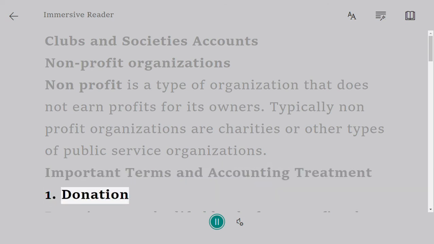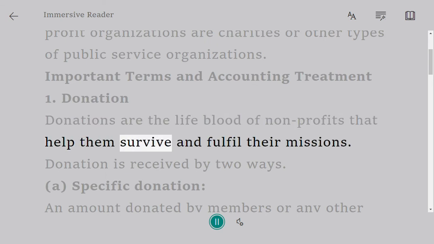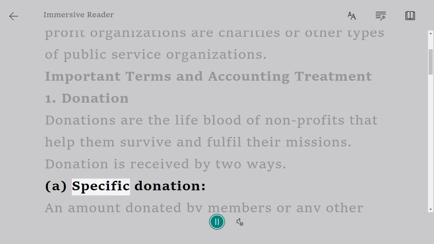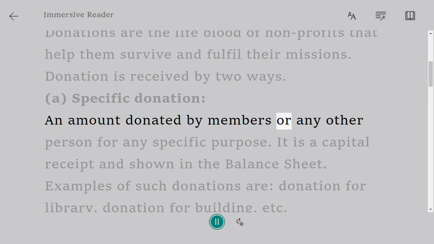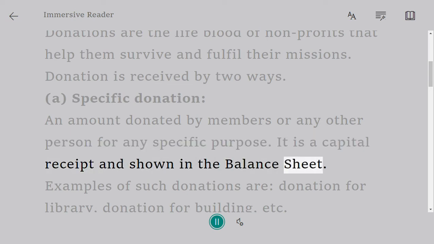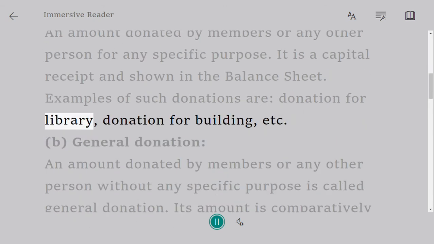1. Donation. Donations are the lifeblood of non-profits that help them survive and fulfill their missions. Donation is received in two ways. A. Specific donation. An amount donated by members or any other person for any specific purpose. It is a capital receipt and shown in the balance sheet. Examples of such donations are donation for library, donation for building, etc.